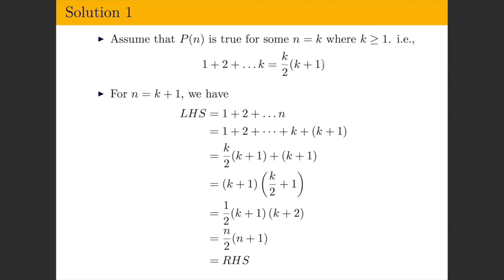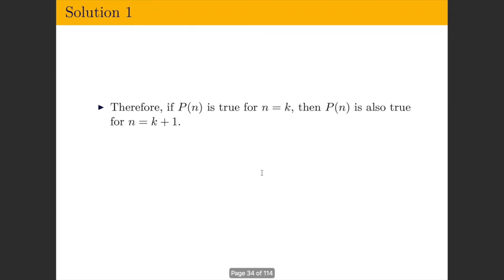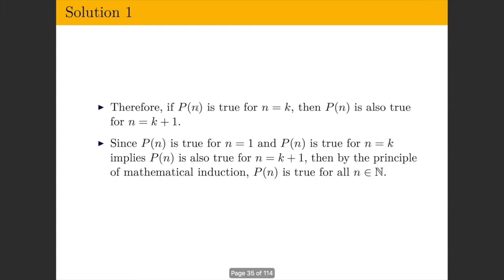So by assuming this property here, what we've actually managed to do is to show that the proposition is also true when n is equal to k plus 1. Therefore, what we've shown is if P of n is true for n is equal to k, then P of n is also true for n is equal to k plus 1. That is the fundamental part of the induction proof.